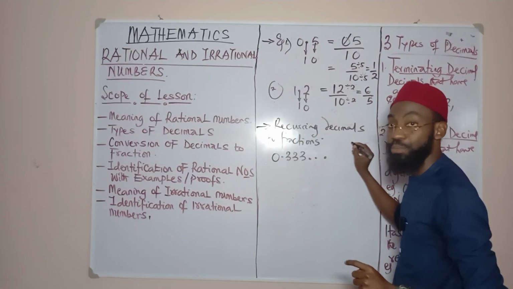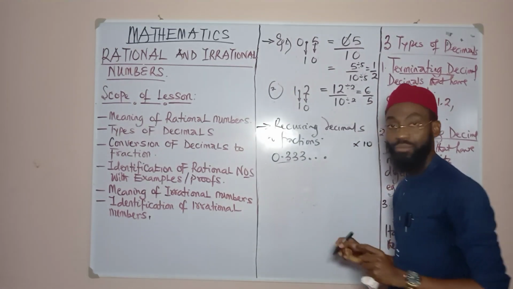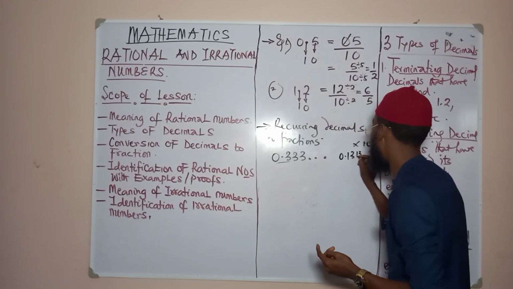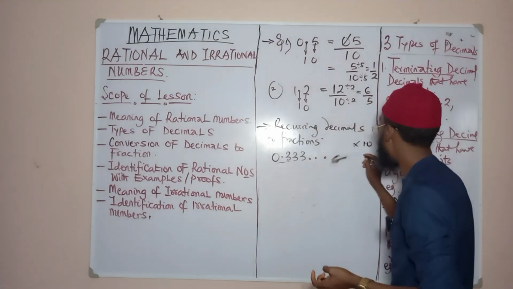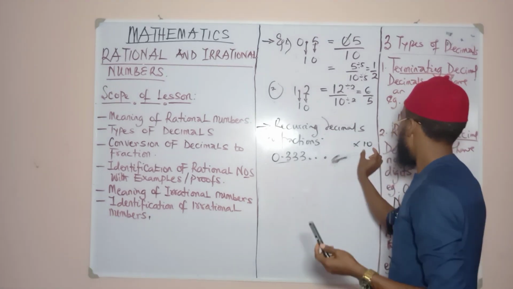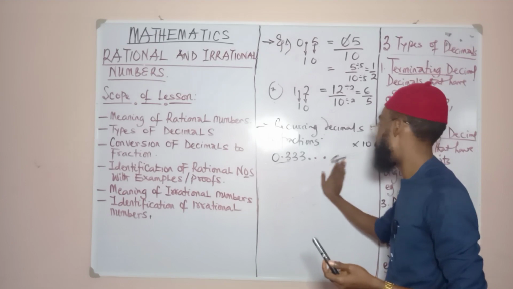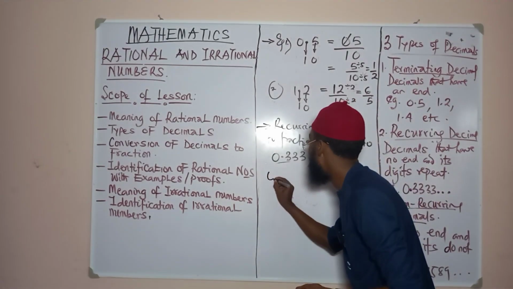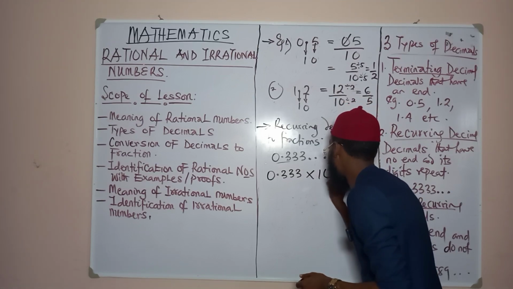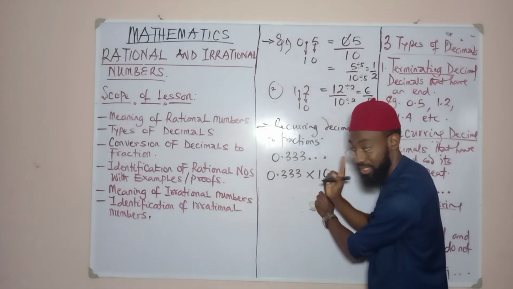If 1 digit is repeating, you are going to multiply that number by 10. If 2 digits are repeating, let's take for example 0.1313, you're going to multiply that number by 100. So the number of digits repeating, you increase the powers of 10 by it and multiply by that number. So we are going to say the first thing is 0.333 times 10. Why are we multiplying by 10? Because only 1 digit is repeating, which is 3.